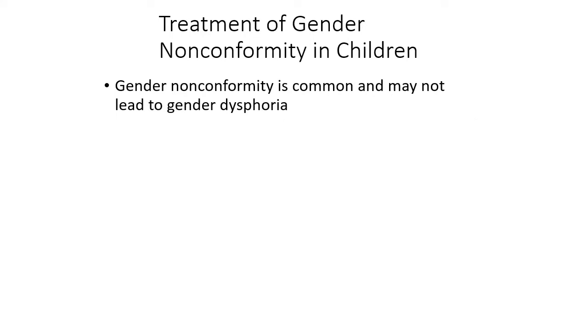As far as treatment for gender nonconformity, we're not just talking about gender dysphoria. Here we're talking about gender nonconformity in children. First of all, gender nonconformity is actually common in children. A lot of children express characteristics of the opposite gender, androgyny, as we talked about in a previous set of slides. That is more of a common thing rather than uncommon. So gender nonconformity is pretty common and in a lot of cases does not lead to gender dysphoria.